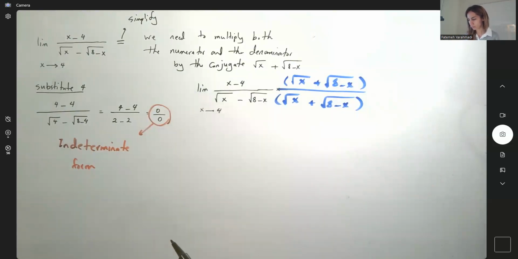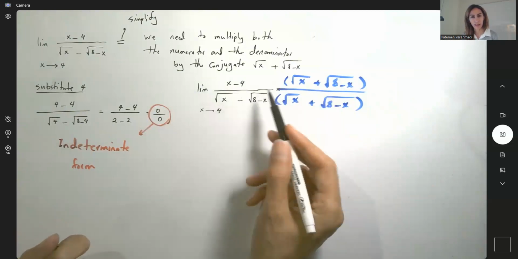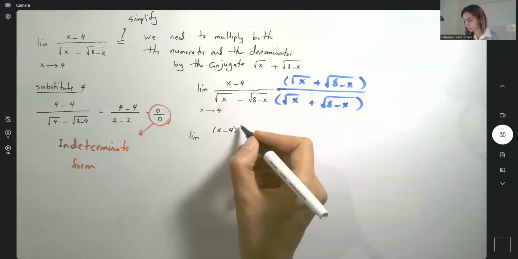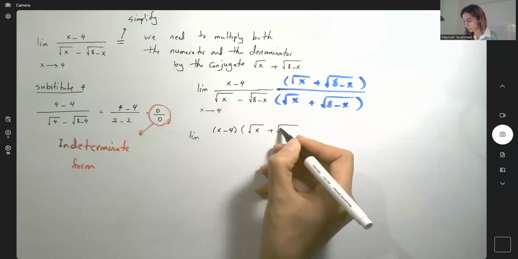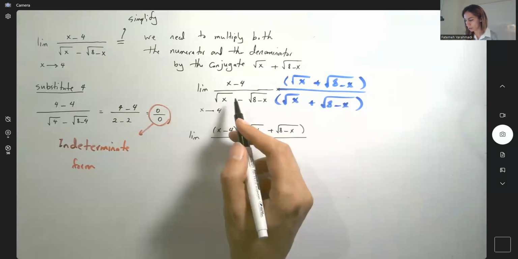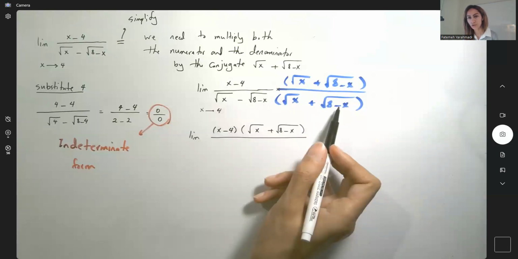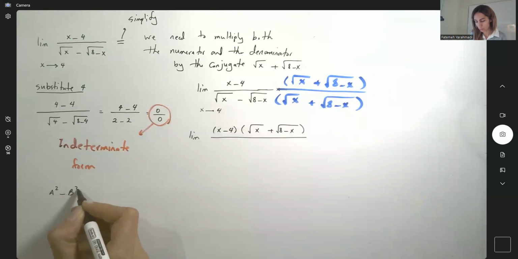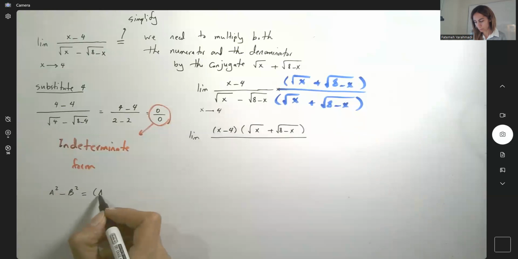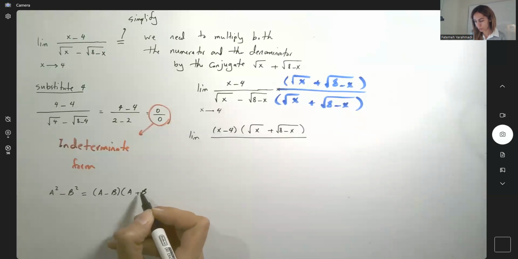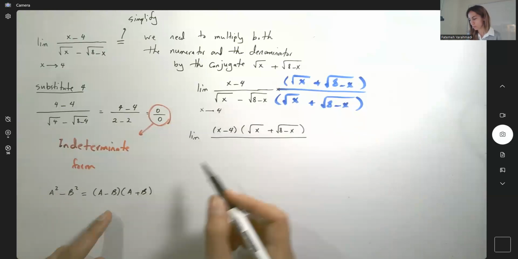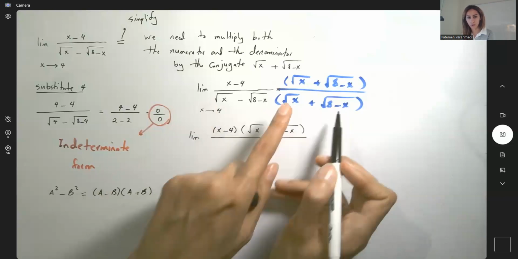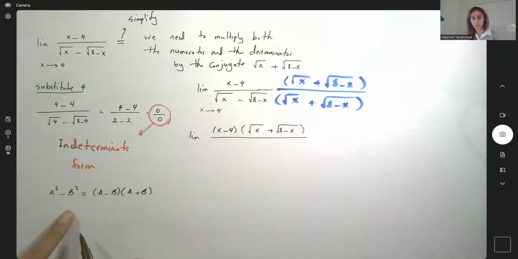Very good. So on the numerator, we cannot do that much. We're going to just copy down whatever is there. So you have x minus 4 multiplied by square root of x plus square root of 8 minus x. However, on the denominator, if you remember the formula, if you have a squared minus b squared, the difference between squares, it is a minus b times a plus b. You can just follow the formula backward because you have the multiplication. This is a minus b times a plus b. So it's going to be a squared minus b squared.